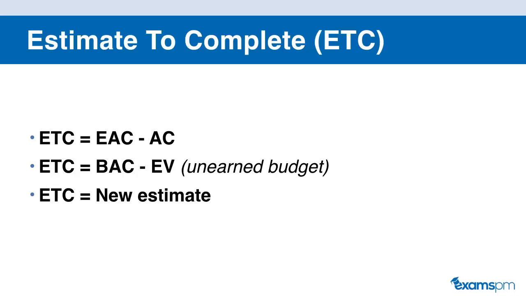Now, these three formulas are not equal to each other. The one that you use will depend upon the assumptions that you're making on your project. So for example, if you are assuming that the project will progress at the same rate that you originally budgeted, then you will use the second formula, which is BAC minus EV. If you're assuming the project will progress at the new EAC that you just estimated, then you want to use the first formula, which is EAC minus AC.